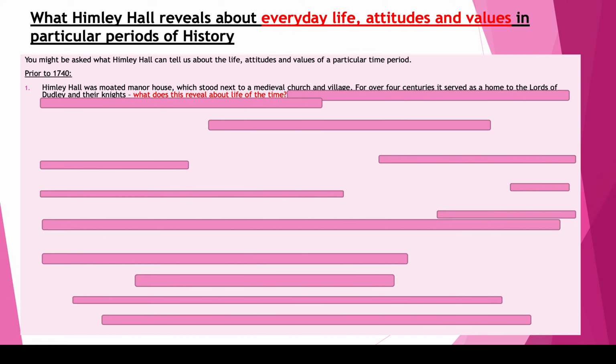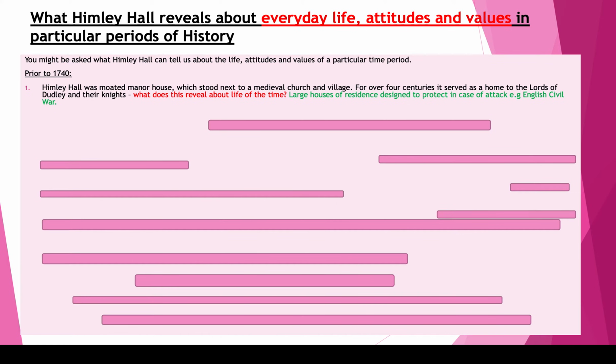So if we look at the top, it says prior to 1740s, that's our first time period. Now, as I'm sure we can all remember, Himley Hall in this time period is a moated manor house. It stands next to a medieval church and village, and for over 4 centuries it serves as a home to the Lords of Dudley and their knights. Now, what you have to ask is, well, what can this reveal about life at the time? So the fact that it's a moated manor house, it stands next to a medieval village, and it serves as a home for the Lords of Dudley and their knights, well, it can reveal to us that large houses of residence at this particular time prior to 1740 are designed to protect in case of attack.